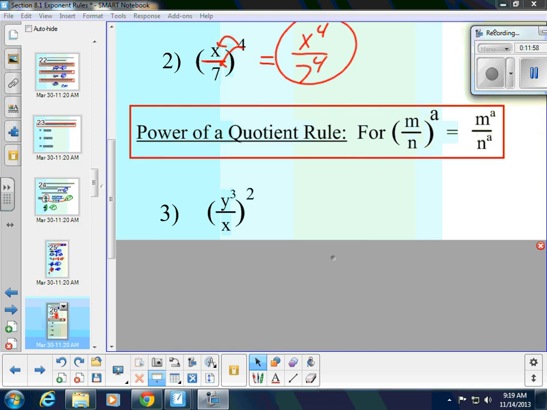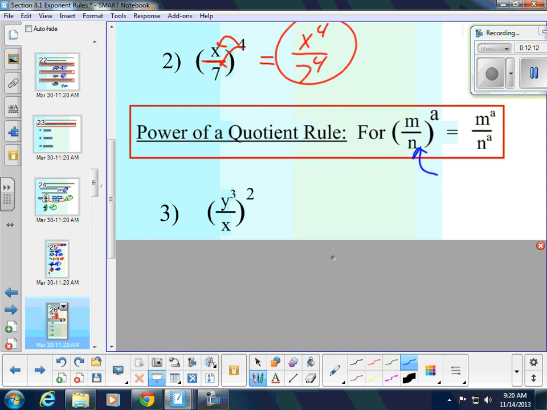Power means I'm taking something to an exponent. Of a quotient means something that we're dividing, so it's like a fraction or something that's used in division, and we're taking it to a power. Well, then the rule says, if I have stuff that I'm taking to a power, to like the a power, whatever it is, I can just take each of those things separately to that power. And that works to simplify a problem.